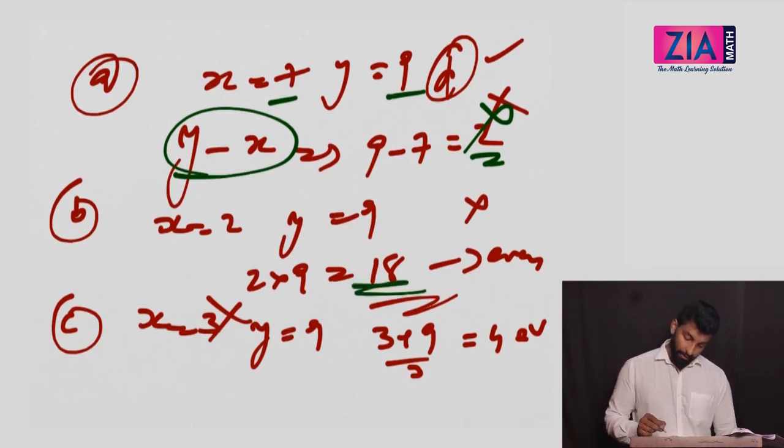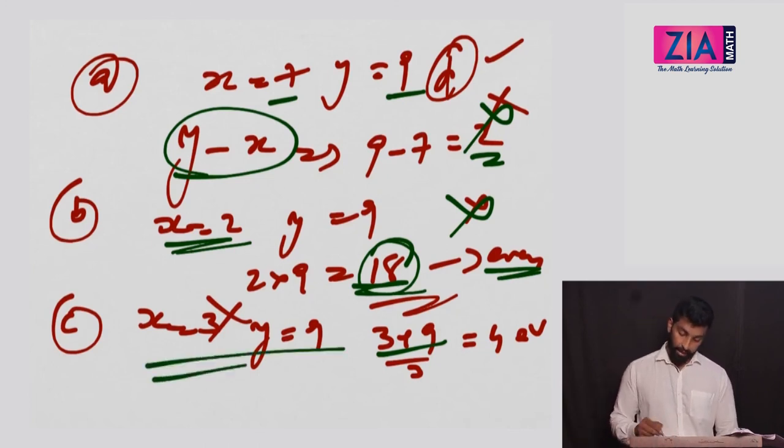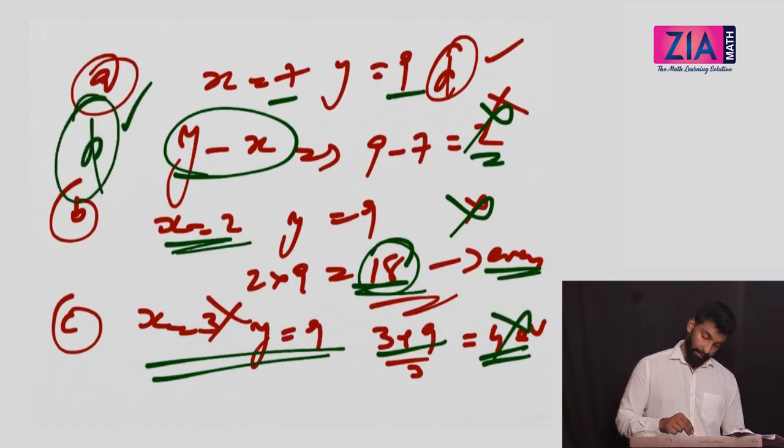Then they are talking about xy. So I assumed x is equal to 2 and y equal to 9. I got 18, so that is also even. They are saying it cannot be even, so I eliminated that. Then (x plus y) divided by x. I substitute x is equal to 3 and y equal to 9, I get 4, which is again an even number, so this option is also eliminated, so I'll pick D as the correct answer.